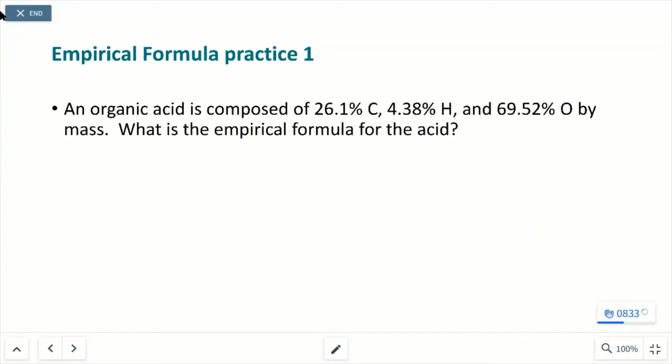All right, let's move on then into empirical formulas. I've got one problem that I'm going to do, and then I'm going to give you one problem to practice on, and then we're going to call it a day. This one's pretty straightforward. An organic acid is composed of 26.1% carbon, 4.38% hydrogen, 69.52% oxygen by mass. What is the empirical formula?